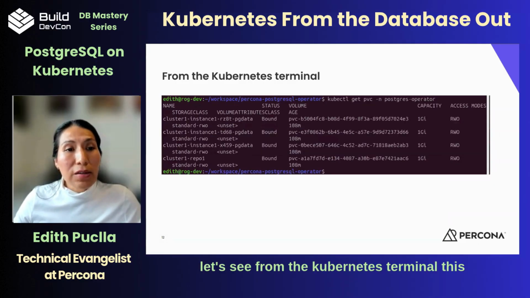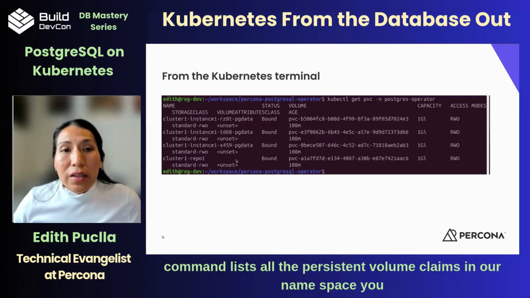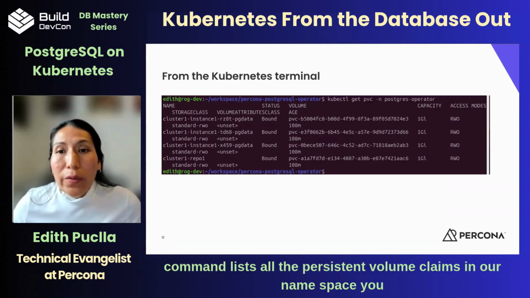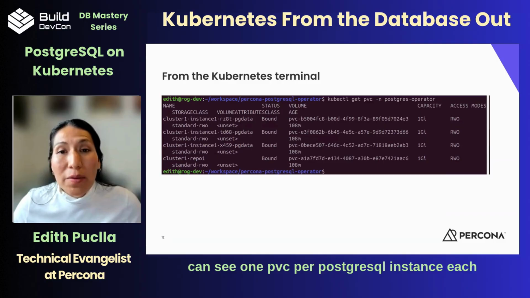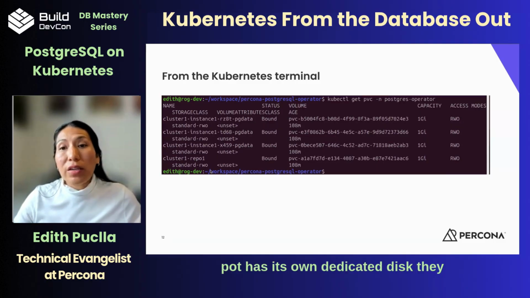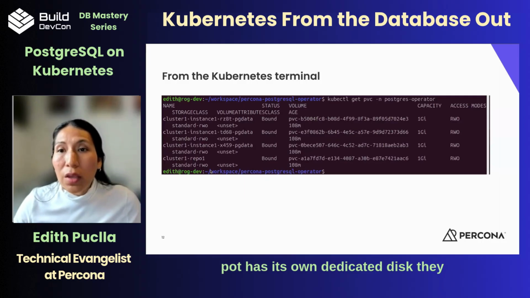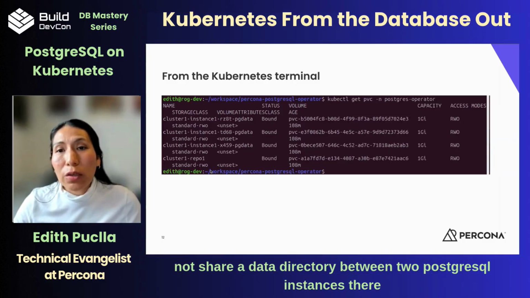Okay, let's see from the Kubernetes terminal. This command lists all the persistent volume claims in our namespace. You can see one PVC per PostgreSQL instance. Each pod has its own dedicated disk. They don't share storage, just like we will not share a data directory between two PostgreSQL instances.